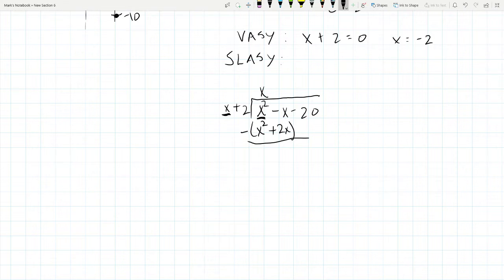So x squared minus x squared is 0. And be careful here, it's not plus 2x because we have the negative out front, and that would distribute. So we get negative x minus 2x, which would be minus 3x. And then go ahead and bring down that negative 20 as well. Okay, now then we have to figure out how many times this x goes into this negative 3x. And that would be negative 3 times. And we'll just go ahead and stop the process of the long division here because we've already got what that slant asymptote would be, and it would be y is equal to x minus 3.